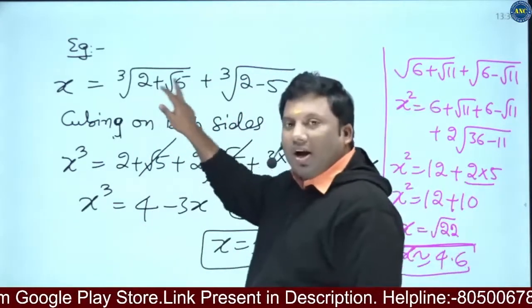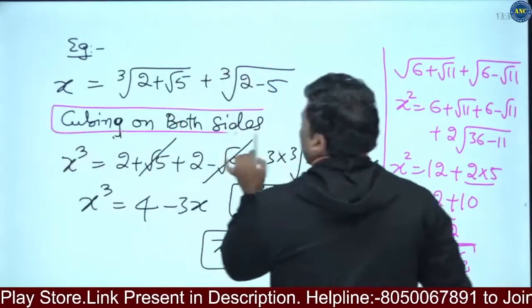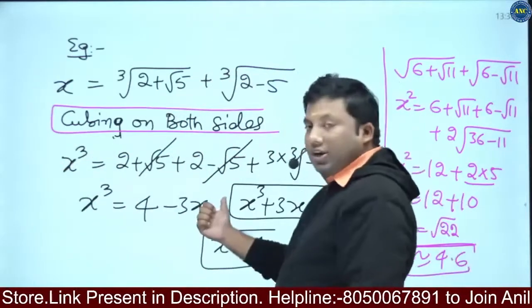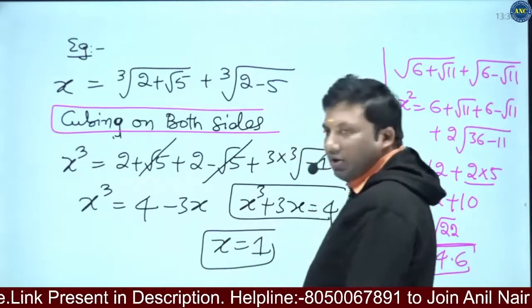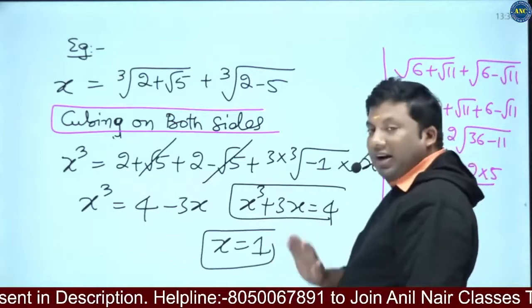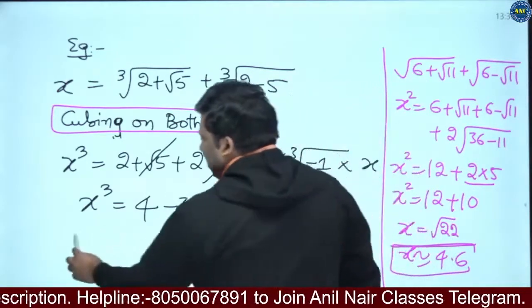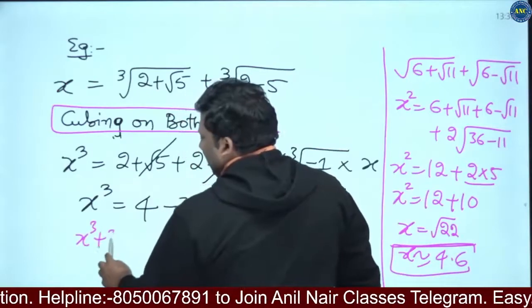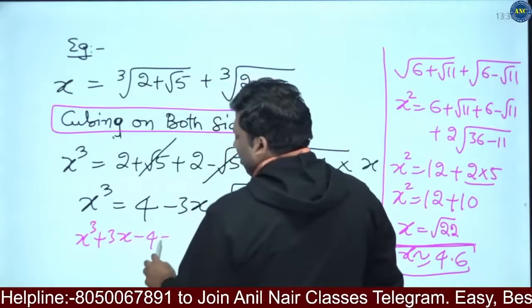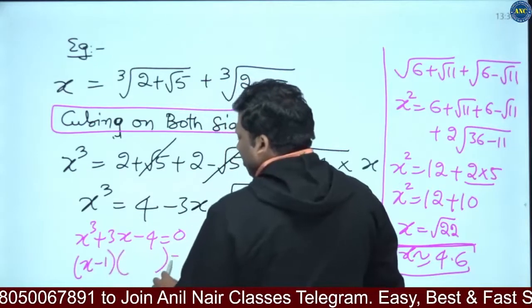If it is a smaller value, I would have done it like this, cubing on both the sides. I hope it is clear. x cube plus 3x equals 4. Maybe you might get some other form. The degree of this equation is 3, so x cube plus 3x minus 4 equals 0. Then x minus 1 into something you will get.